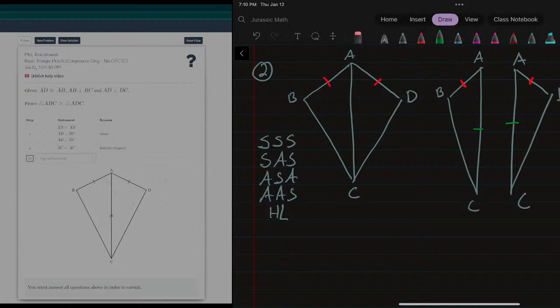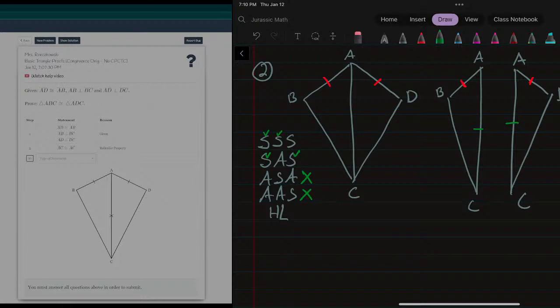So there we go. So now, what I know right now is I have two sides. So I'm going to go down. Side, side, side is possible. Side, angle, side is possible. Angle, side, angle, not possible right now, because I already have two sides. And once again, same thing with angle, angle, side. Not possible because I have two sides. So that means I have side, side, side, side angle side, or HL.